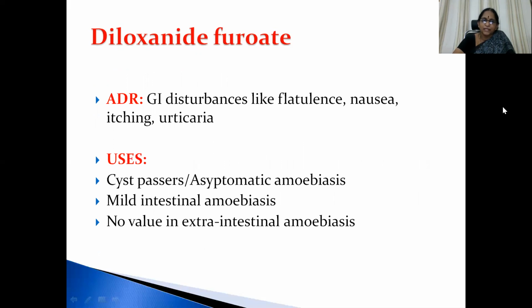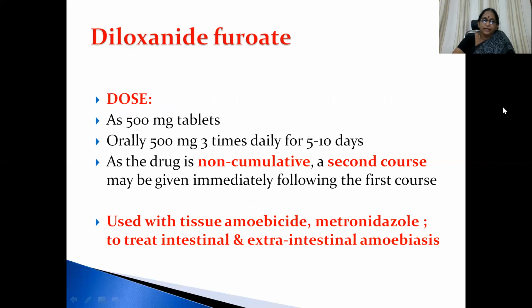Then indications are cyst passers, because it is a luminal amoebicide, or asymptomatic amoebiasis most commonly. It is also used in the management of mild intestinal amoebiasis, but not in extraintestinal amoebiasis because it is a luminal amoebicide. It is not a tissue amoebicide. Okay. Then dose: 500 mg tablets 3 times daily for 5 to 10 days. Non-cumulative, so a second course also can be given if we are doubtful of the response from the patient.